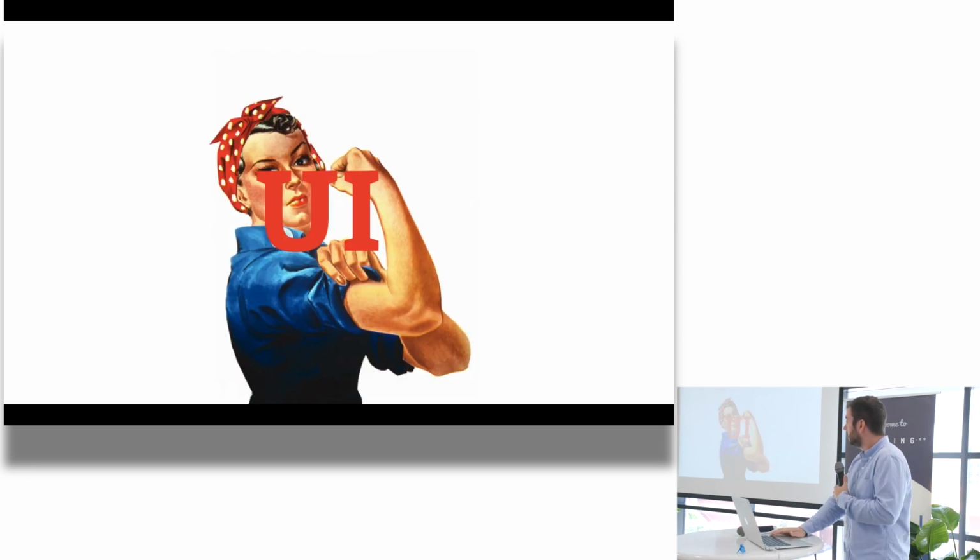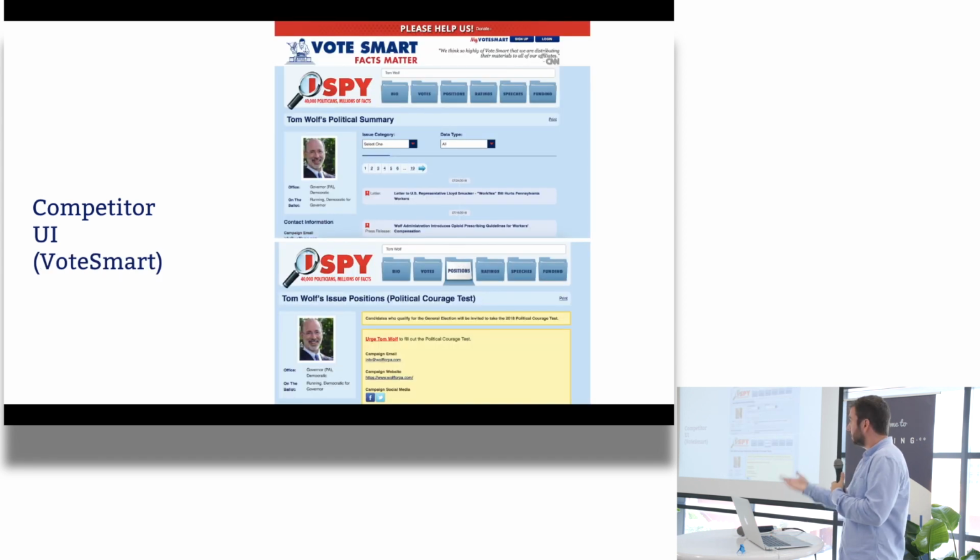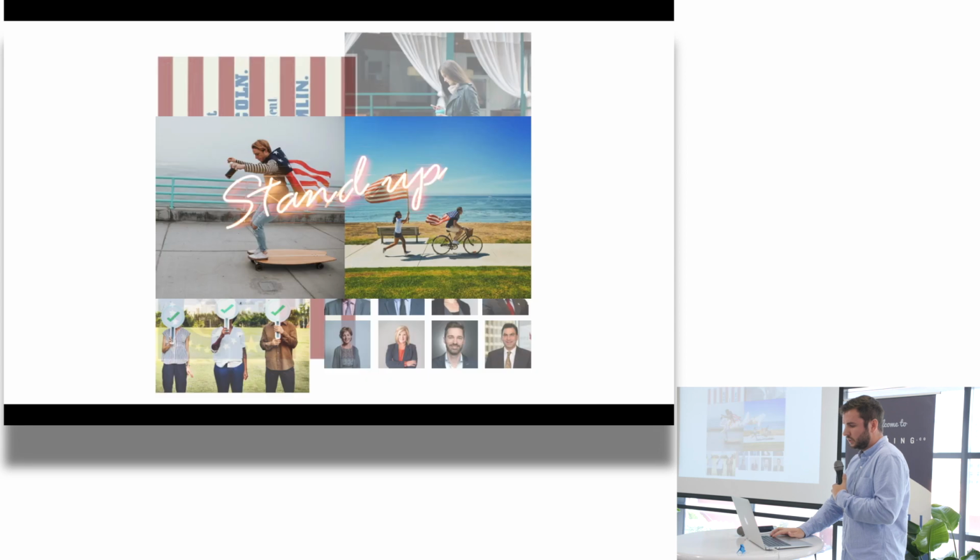So UI, these are the competitors. A lot of great information online. It's just so much text, and it's kind of hard to navigate, and it doesn't really make the hassle any less of a hassle on finding out about elections. This is another one, just dated. It's not really fun to use at all, and some of the information is a little sketchy.